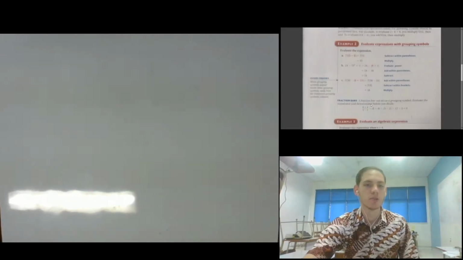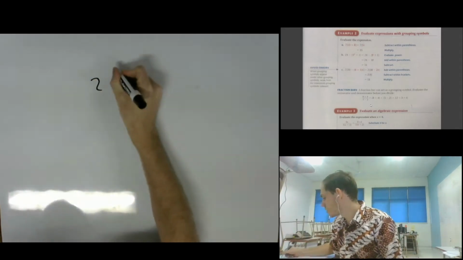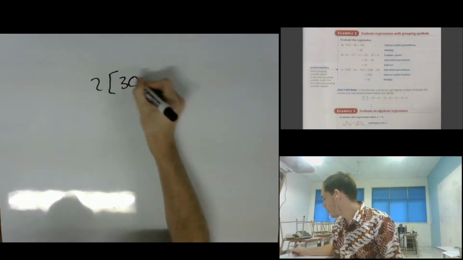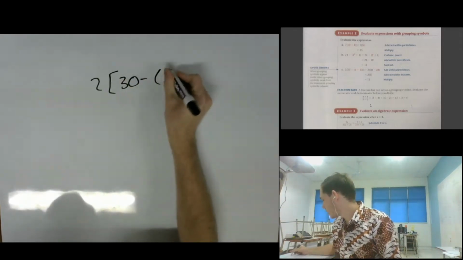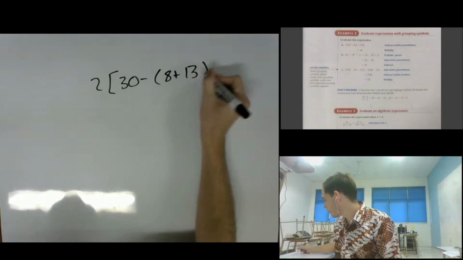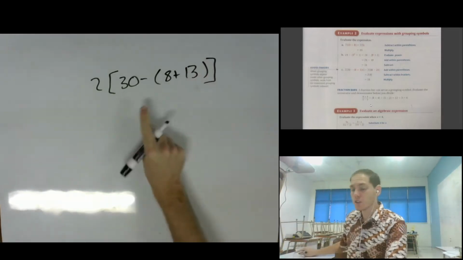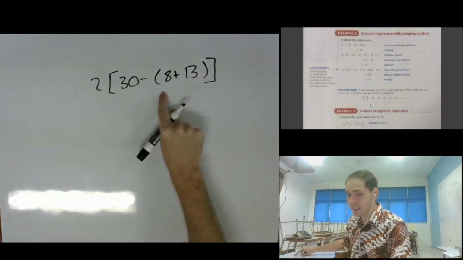Hello, welcome back. We're still on example 2, and I'm going to keep going through this. So, just working through C. C gives us 30 minus, in parentheses, 8 plus 13. Okay, so you have parentheses and then inside that another parentheses.